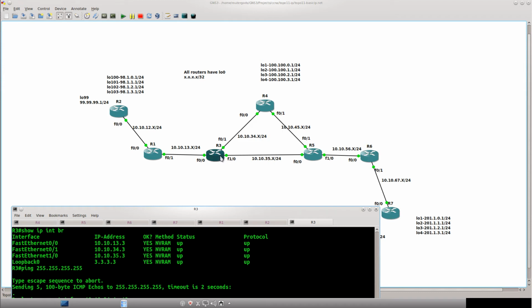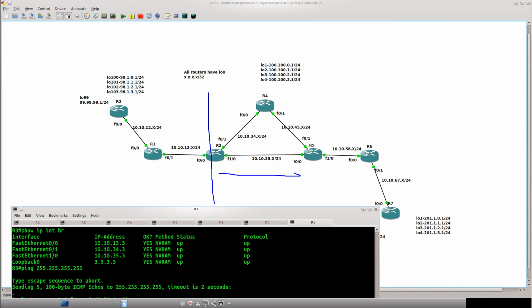So we're going to set up OSPF on the middle triangle. We're going to go on R4 first. The reason we're going on R4 first is because all of its interfaces are safe to configure in a single area. The difference with R3 is that it's going to be our border router. It's going to split two areas.